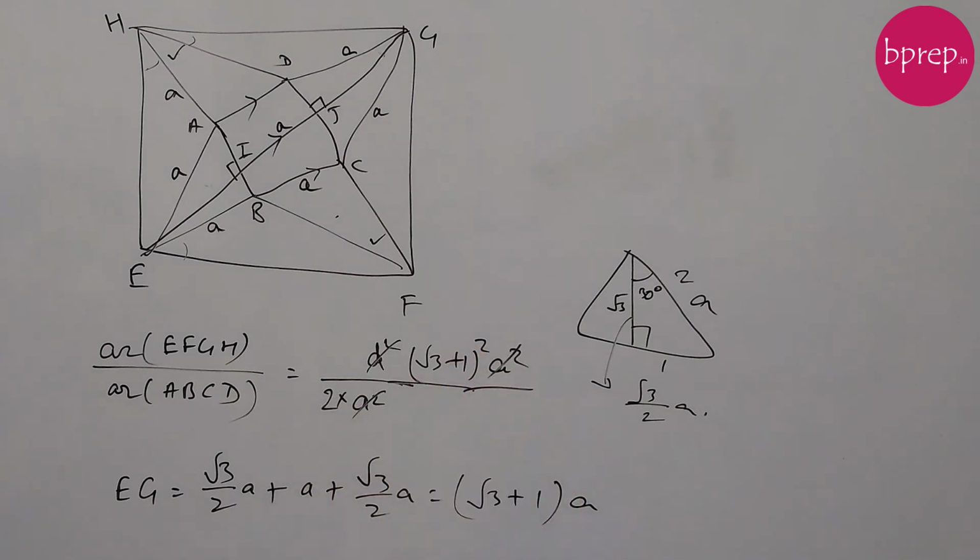This A square will get cancelled, and if we expand this, this will be root 3 square plus 1 plus 2 root 3, right, by 2. So this is 4 plus 2 root 3 by 2, or you can say 2 plus root 3. So 2 plus root 3 is the answer.